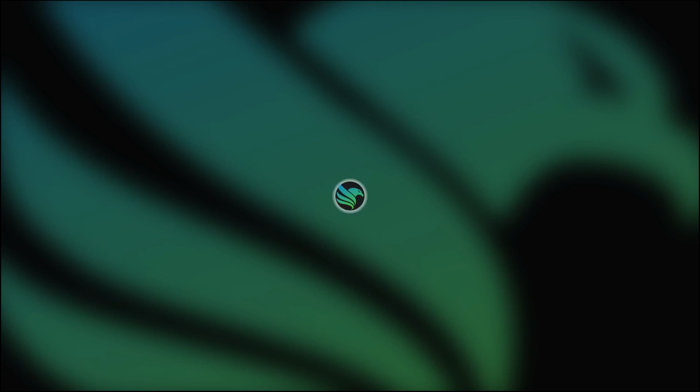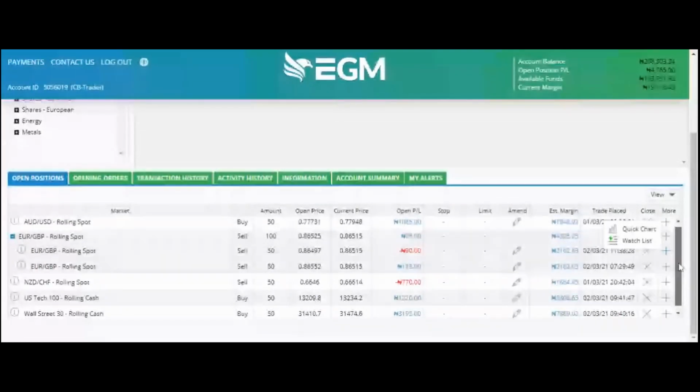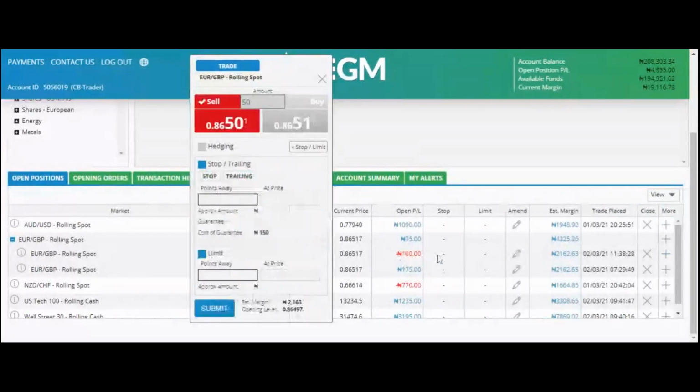So Glory, what I said is you come back here, you see all your running trades. Like these are my running trades. You see everything right here. Then you click on this pencil. And that's the trade I just opened now because of the ERGBP sell again. I already have a running trade on it already.